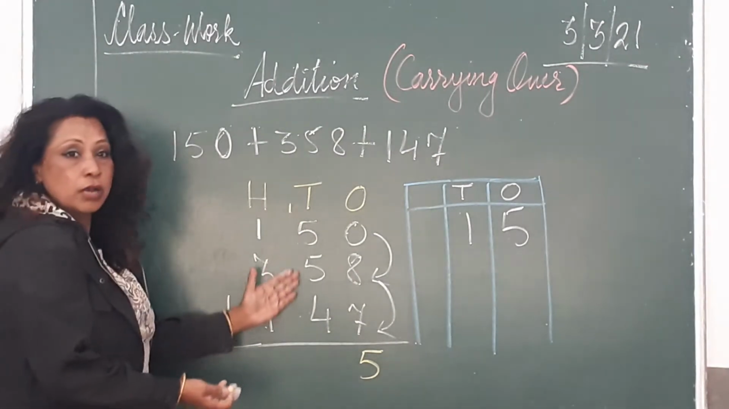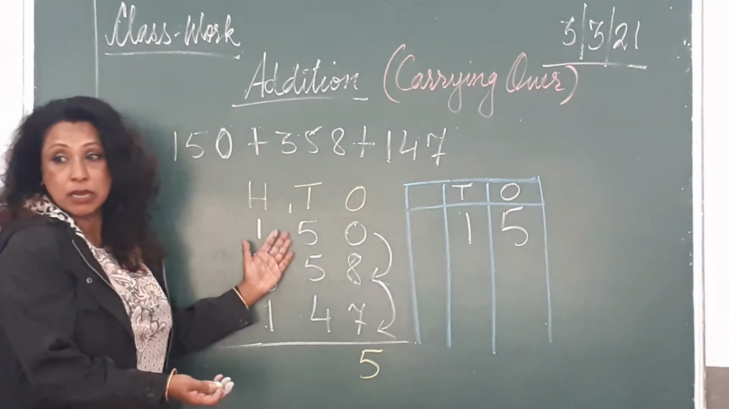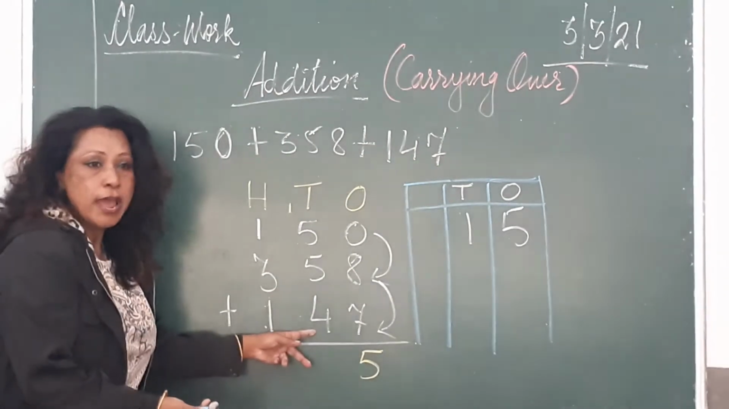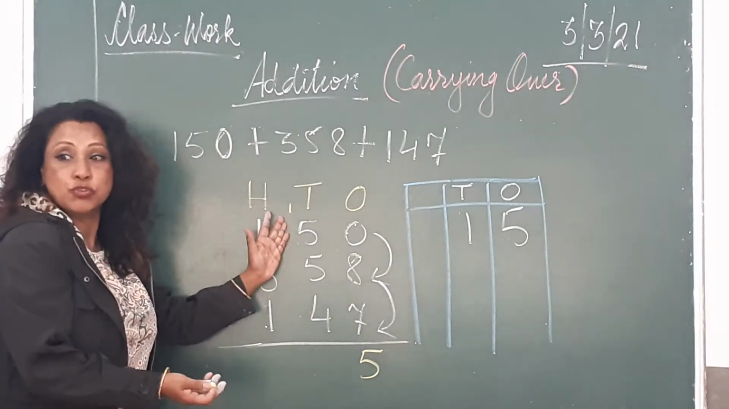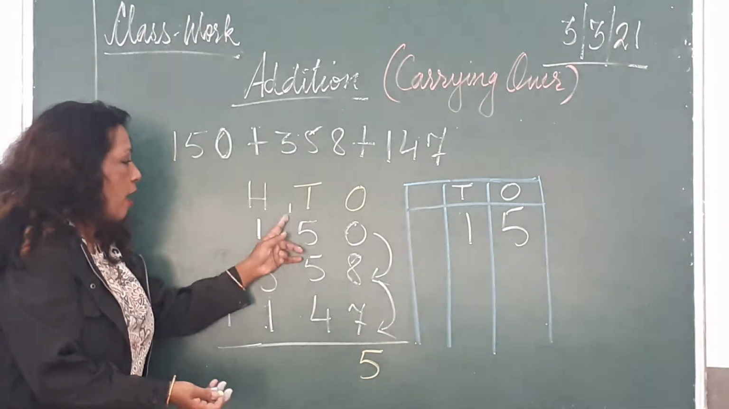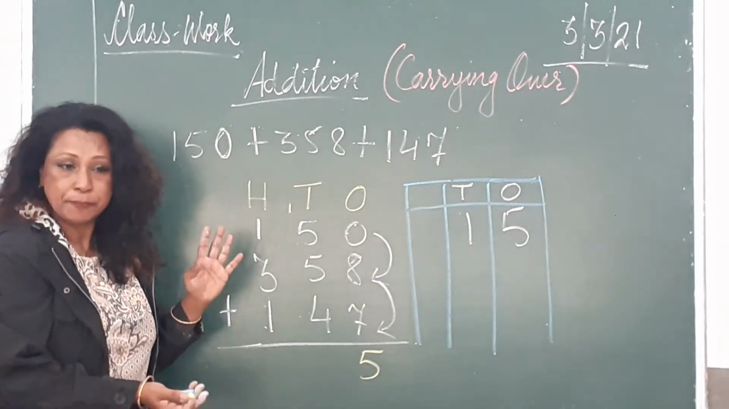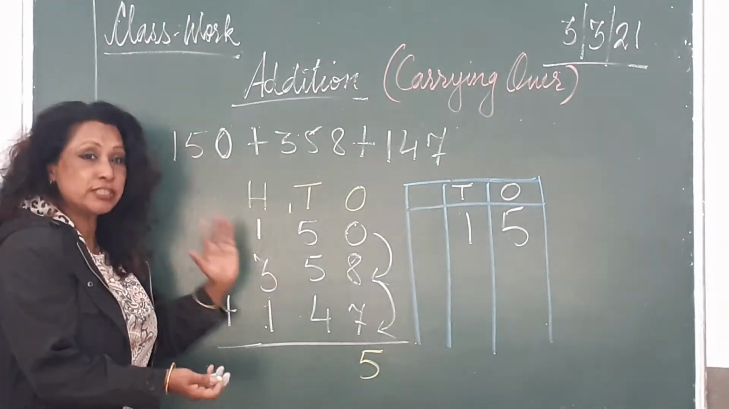Now, you move on to the next number. Now, here, come to tens. Now, you have how many numbers here? 5, 5, 4 and 1. 1 which was carried over is also there. That means 1, 2, 3, 4. 4 numbers are there. You have to add 4 numbers. Can you add? Yes, it's very easy. We'll do step by step.